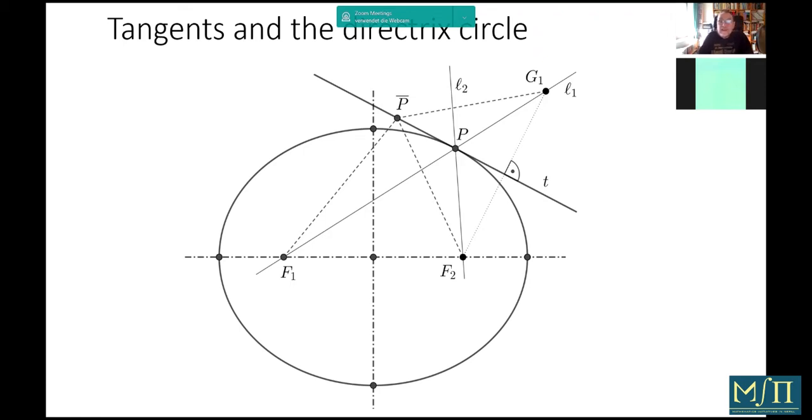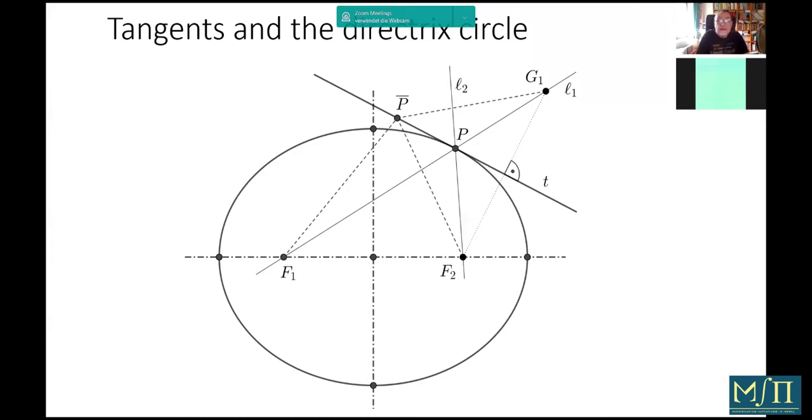So that means that the sum of the distances from P bar to F1 plus the distance from P bar to G1 must be equal to 2a. But we know that the distance from F1 to G1 is equal to 2a. We've already discovered that. And therefore, the sum of the distances from P bar to F1 and to G1 can't also be equal to 2a due to the triangle inequality.